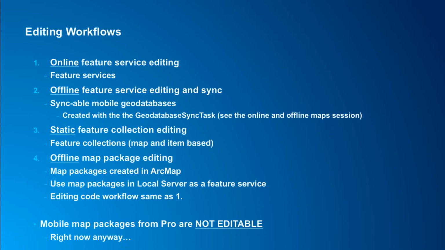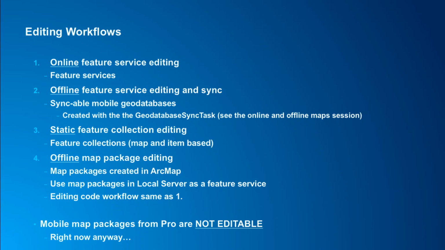So what are the main editing workflows that we allow you to do with version 100 of the runtime? Obviously you have online feature service editing through feature services. We have offline feature service editing and sync, again through feature services, using syncable mobile geodatabases. We covered how you create that offline data yesterday in the offline map session, and today we'll really just be talking about how you edit and sync those. Those are the two workflows that most people are aware of.